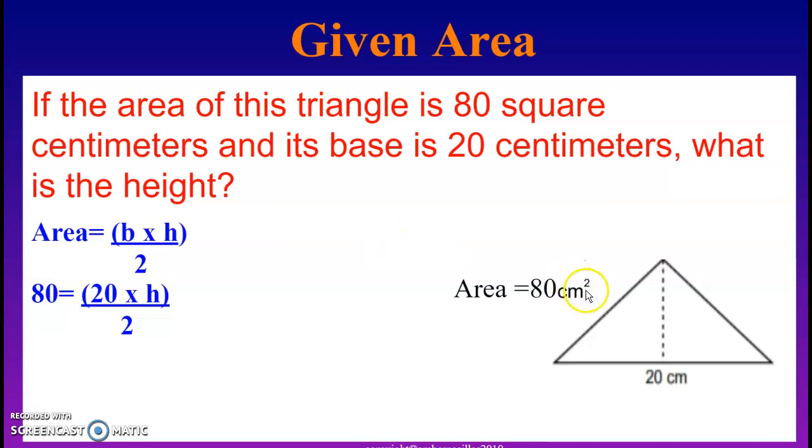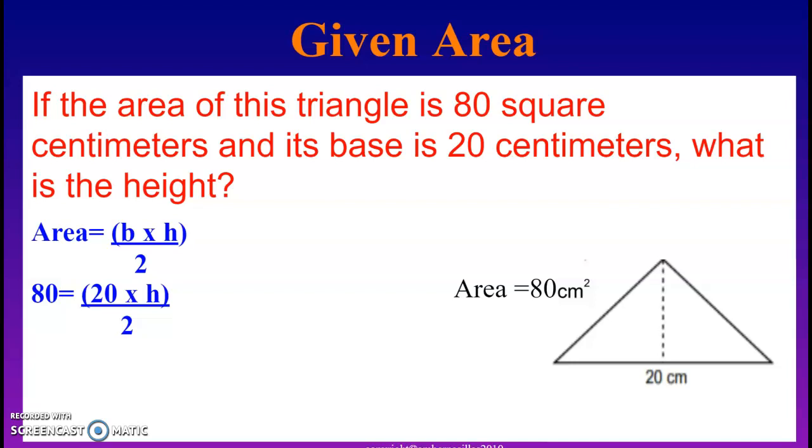I know that the area is 80 centimeters squared. So I'm going to put 80 where it says area. And I also know that the base is 20 centimeters. So I'm going to put 20 instead of B. Now, I am missing the height. How will I find the height?